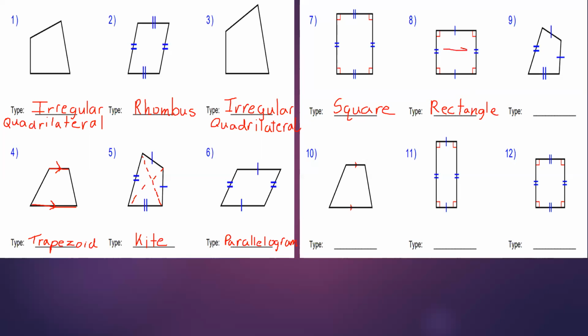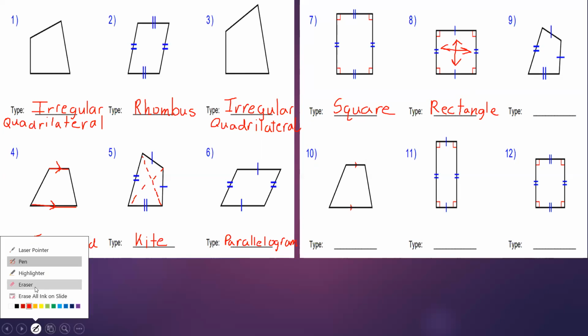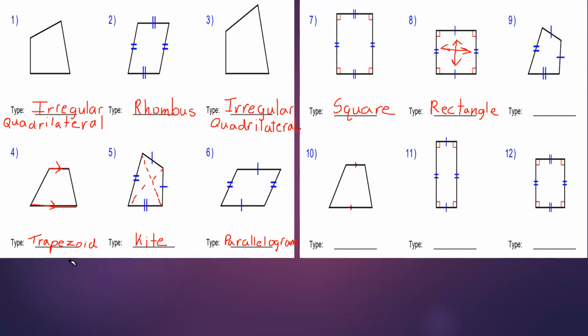So this one has double strokes. That means that these two sides are equal. And this one also has double strokes, which means that these two sides are equal as well. So it's a parallelogram. I mean, it's a rectangle. So pay attention to the strokes. This one has one dash. That means that these two sides are equal. This one has two dashes, which means that this side and this side are equal.